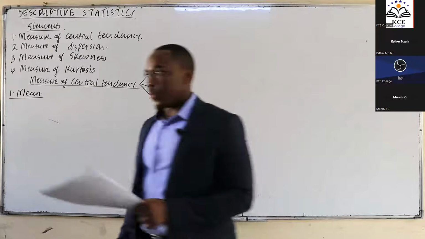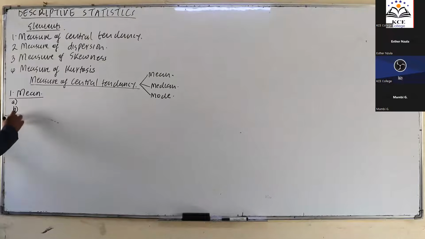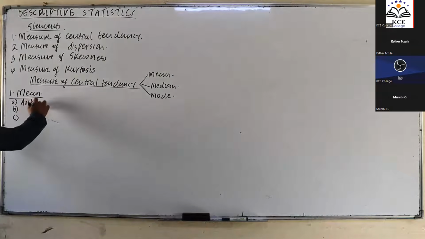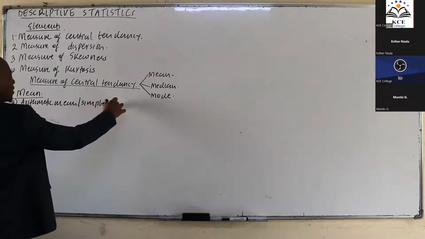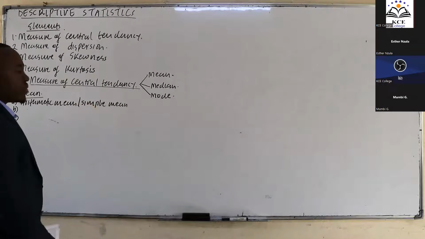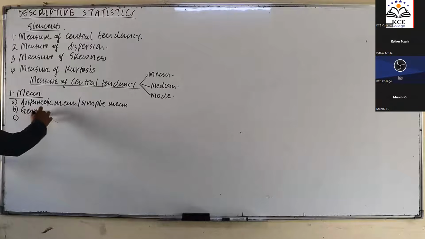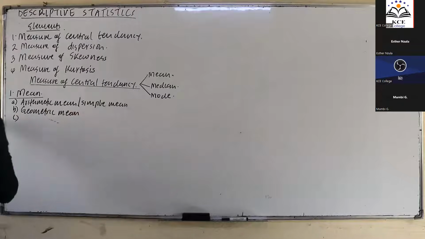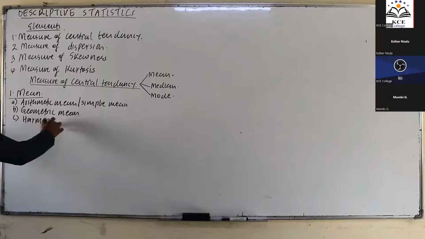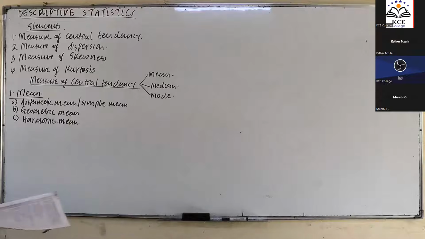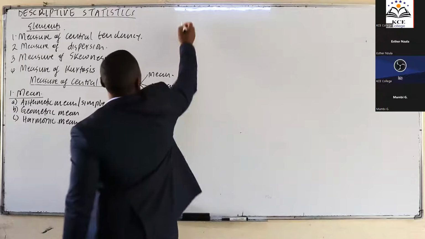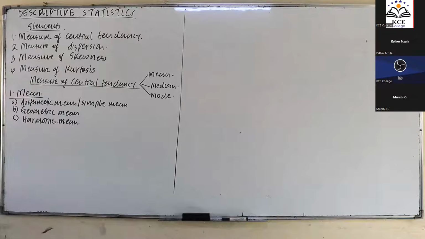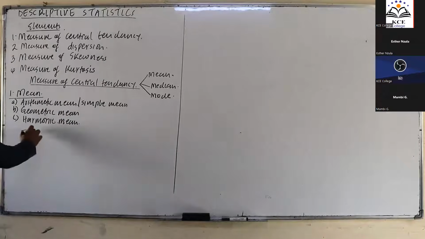Also, for the mean, they are classified into 3. One, we have what we call the arithmetic mean, or the sample mean, or the simple mean. Simple mean is all about taking the total divided by the total number of items. Then number 2, we have the geometric mean, and then we have the harmonic mean. The means are classified into three: the arithmetic mean, the geometric mean, and the harmonic mean. Let's start with the first one, the arithmetic mean. This is obtained by dividing the sum of the values by the number of values. That's what we call the arithmetic mean.